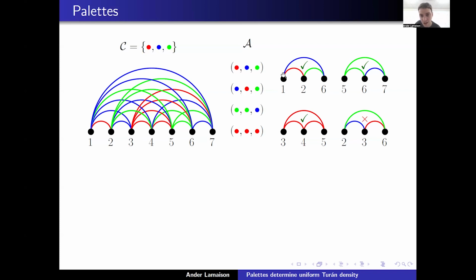In this case, for the vertices 1, 2, and 6, that would give us the ordered list of colors red, blue, and green. And then the rule is that if that ordered triple of colors is an admissible triple, we place an edge there, otherwise we do not. So for example, here, if we have the vertices 2, 3, and 6, you can see that the edge 2, 3 is blue, the edge 2, 6 is green, the edge 3, 6 is red, so those pairs are blue, green, and red. And the triple blue, green, red is not an admissible triple, not in that order. Therefore, we do not place an edge there.